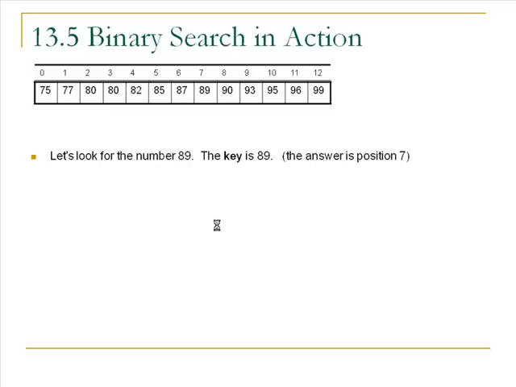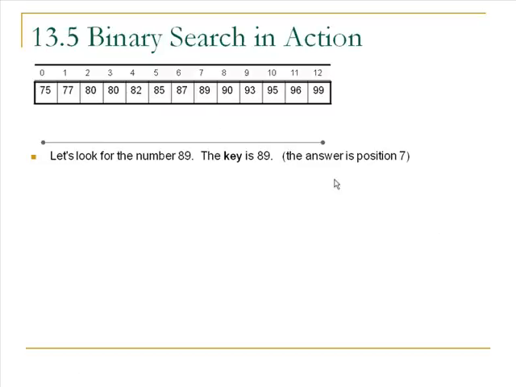So a binary search is a more interesting algorithm, and we're going to write a binary search. But first of all, we'll look at how the binary search works. So here's an example piece of data. We have 13 elements in an array, and we're going to say, let's look for the number 89. Well, you can just look here and see that 89 is at position 7. So the result of this algorithm, the answer that we're looking for, is 7. That's the position of the key value that we're going to search for in this array.